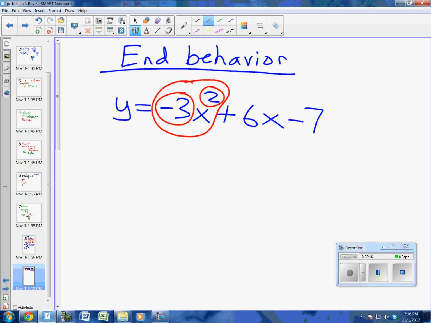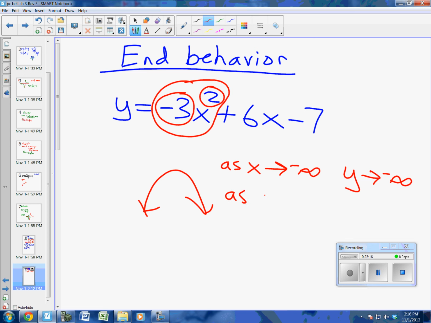So what we're saying is this one's a parabola. It's an upside-down parabola, opening down. So as x approaches negative infinity, that means as x goes to the left, y is doing what? Y is going down. So we would say y is approaching negative infinity.